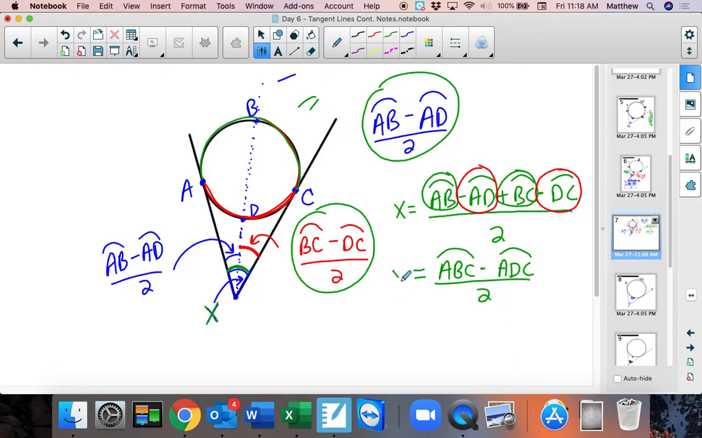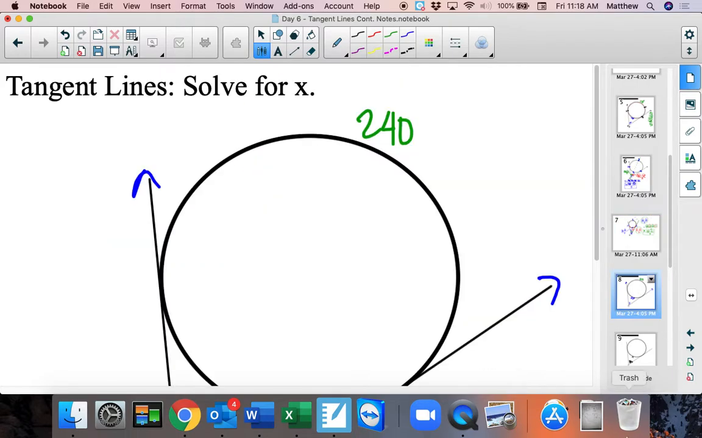Okay, so this is my formula for when we have two tangents. The big arc, in this case ABC, minus the small arc ADC divided by 2. So let's try a couple of examples really quick.